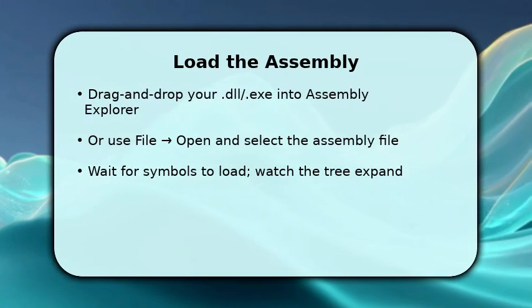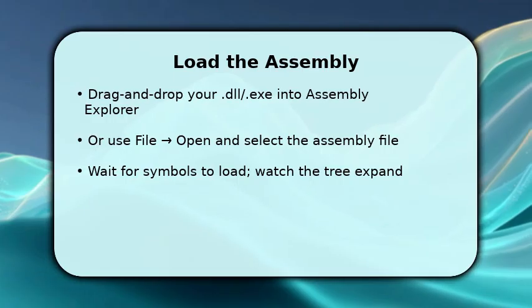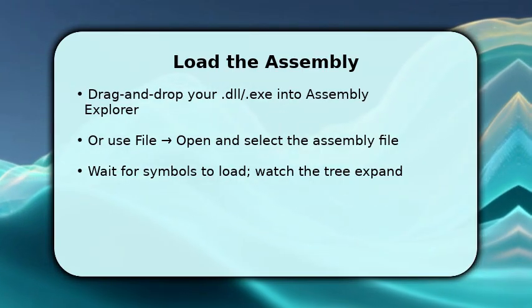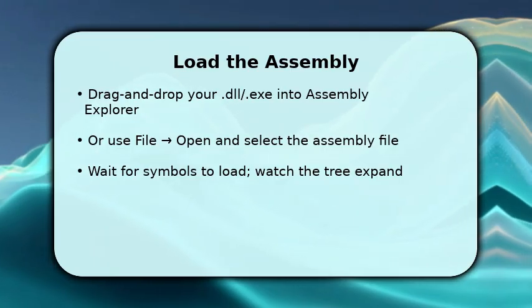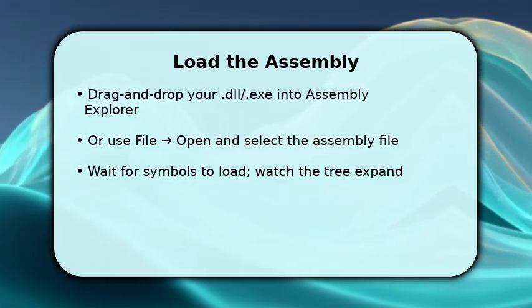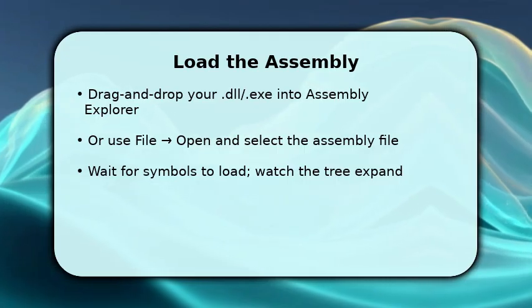Now you bring the assembly into Assembly Explorer. You can drag the DLL or exe onto the Explorer pane. Alternatively, choose File, then Open and pick the file. Once added, dnSpy parses metadata and shows namespaces, types, and resources in a collapsible tree.